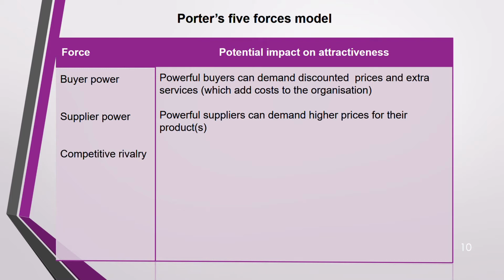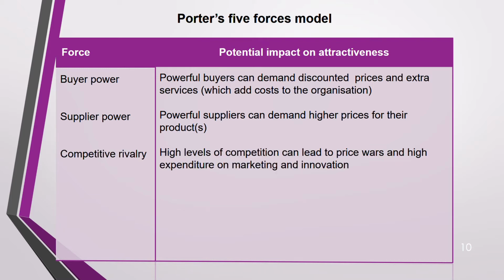Competitive rivalry, the third factor, how competitive your industry is. Okay, so high levels of competition can lead to price wars. When your market, your industry is highly competitive, so many competitors are there, what happens? Price wars are there, right? You always go by the price tag, by which supplier or which company is giving you the lowest price. So price wars are high, whereas in monopoly and all, you will not see high price wars. They don't compete by the price, they compete by other factors.